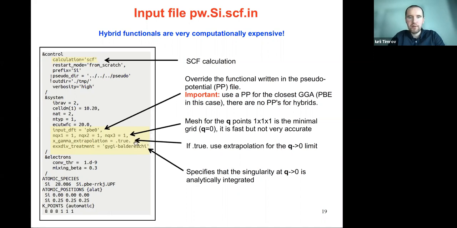If you set it to false, you basically don't take care of that, and it will be much slower convergence. And then for exxdiv_treatment, we specify the Gygi-Baldereschi method. As was explained in the lecture, there are other methods, for example, spherical cutoff of the Coulomb potential, and there is also, for anisotropic systems, the so-called Wigner-Seitz truncation. So it's not spherical in all directions. It depends on whether the system is anisotropic: in one direction it's longer, in another it's shorter. So it takes this into account.